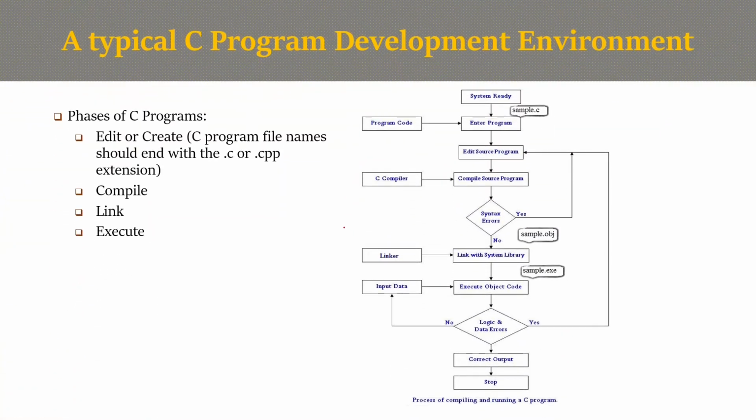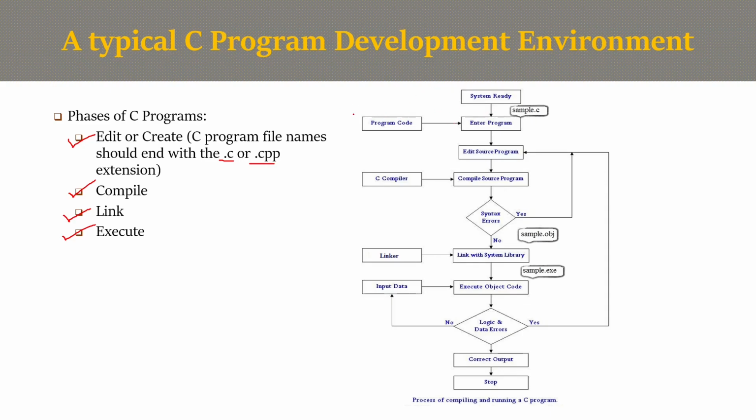Let us move on to the next topic, which is a typical C program development environment. In a typical C program development environment, we can see there are some phases of a C program. The first phase is edit or create. C program file names should end with a .c or .cpp extension. So the file that you are coding in should have a .c or .cpp extension. Then you have the next phase, which is compile, then link, and lastly execute. So from this diagram, let us see what is happening in a program development environment in C.